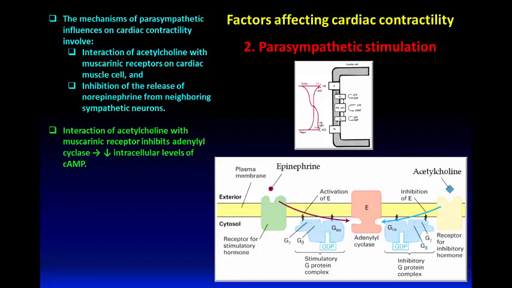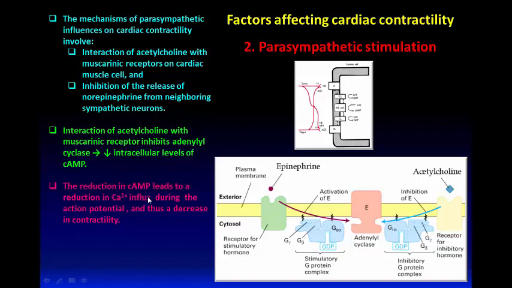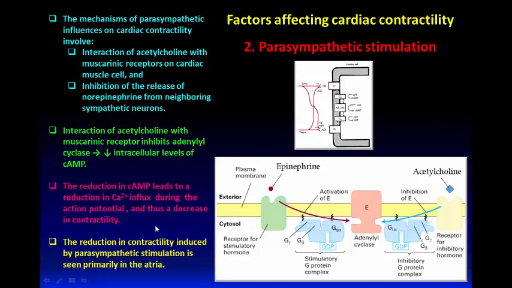this interaction inhibits the enzyme adenylyl cyclase, resulting in a decrease in the intracellular levels of cyclic adenosine monophosphate, and the reduction in the cyclic adenosine monophosphate levels leads to a reduction in the calcium influx during the action potential, and thus a decrease in contractility. It is very important to note that the reduction in contractility induced by parasympathetic stimulation is seen primarily in the atria and not in the ventricles.